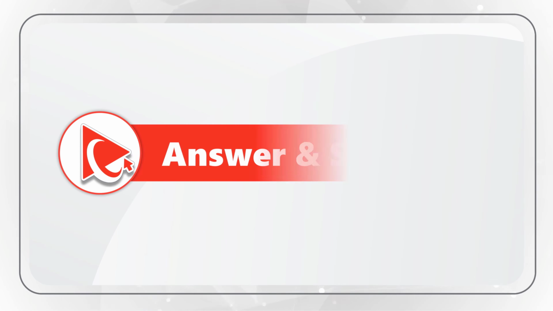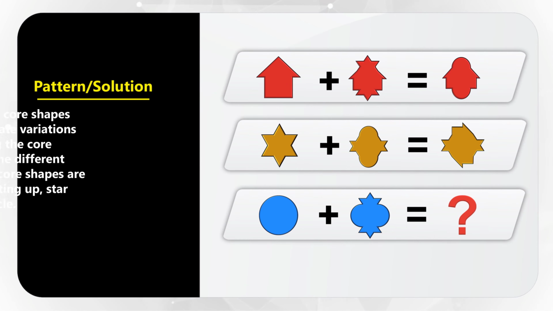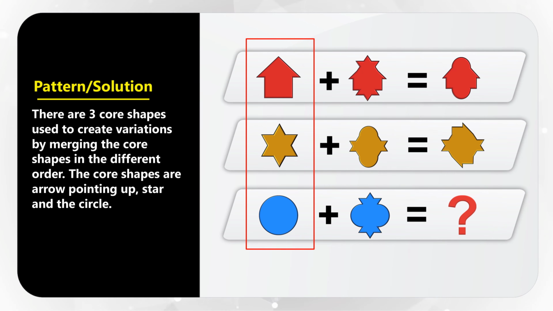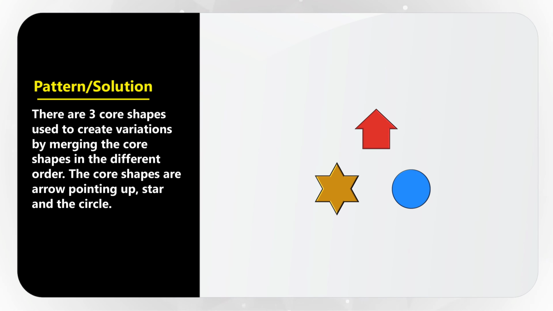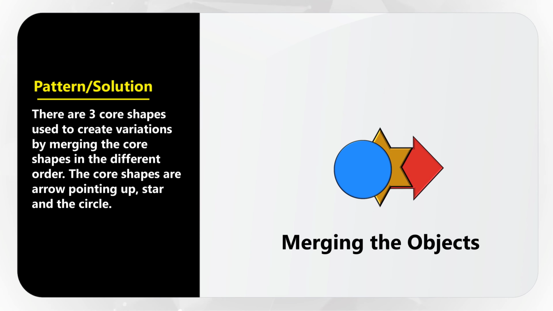To solve any challenge, the key is to find the pattern. And this question is no exception. The pattern here is rather unusual, but it still exists. And the pattern here is that there are 3 core shapes represented by objects in the first column. The core objects here are arrow pointing up, star, and the circle. And all remaining objects are just the variations which are created by merging core objects into another object.